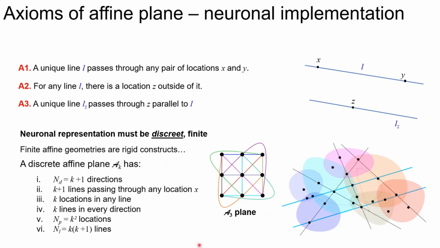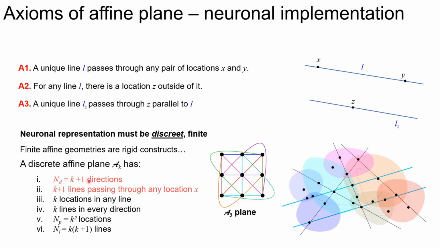But these objects are actually pretty rigid because, for example, discrete affine planes have to have a fixed number of directions. They have to have a fixed number of lines passing through every location in the geometry. They have to have a fixed number of points in any line, and there is a bunch of requirements like this, which may or may not be valid neurobiologically. But what's interesting is that some of these requirements, even though they are so rigid, directly correspond to what we have physiologically.